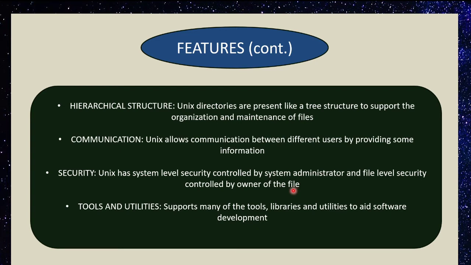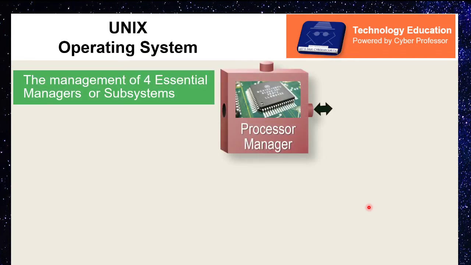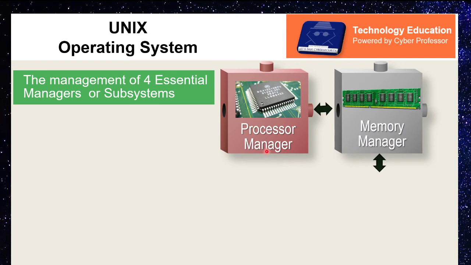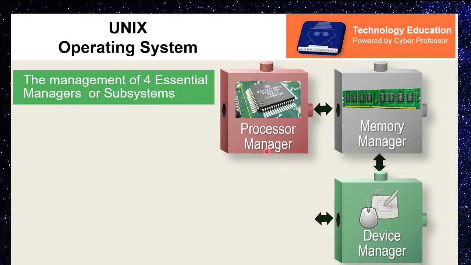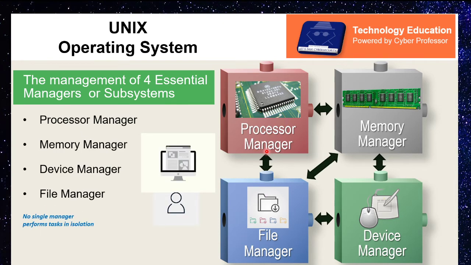Finally, it supports many of the tools, libraries, and utilities that help software development. There are 4 essential managers or subsystems in any operating system, including Unix, and those are the processor manager, the memory manager, the device manager, and the file manager. No single manager performs tasks in isolation.